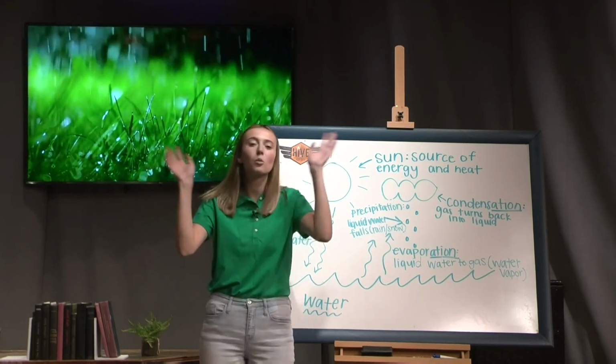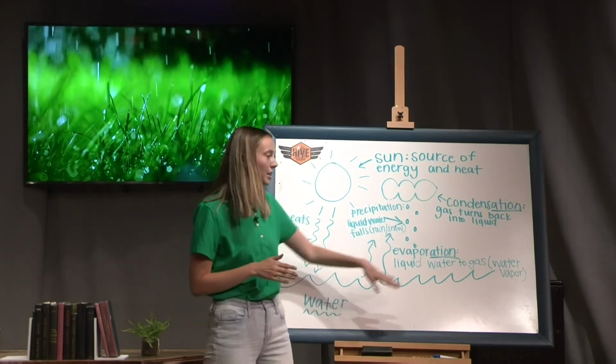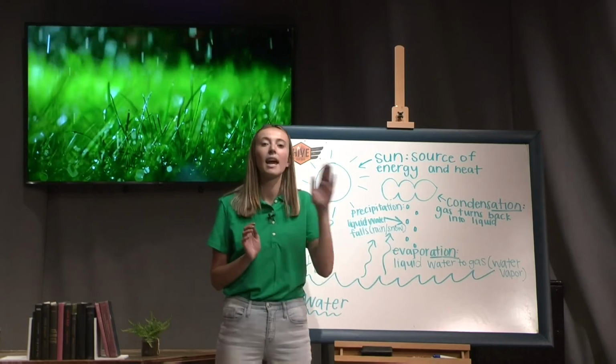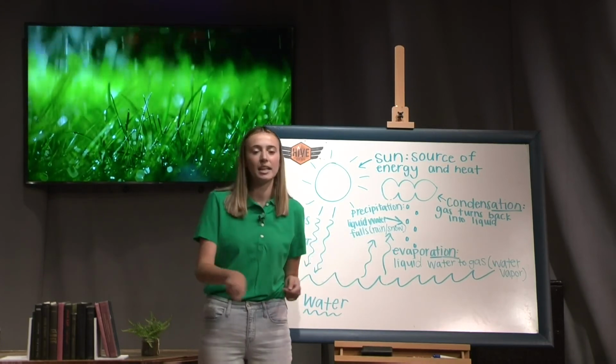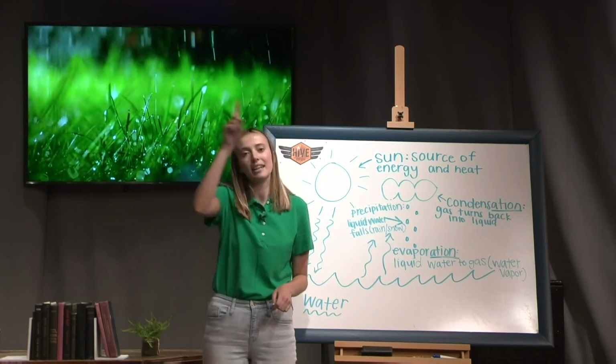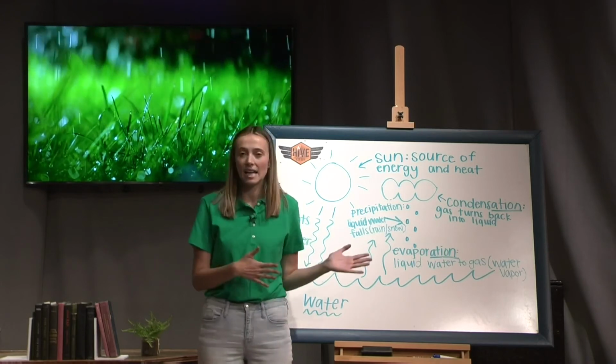So it goes on, and then the water falls back to the ground, and guess what? The sun comes back up, and it goes around, and it goes again and again and again. So it just keeps on going. That's why it's a cycle. The cycle goes again and again and again. Awesome. Let's slide to your homework.